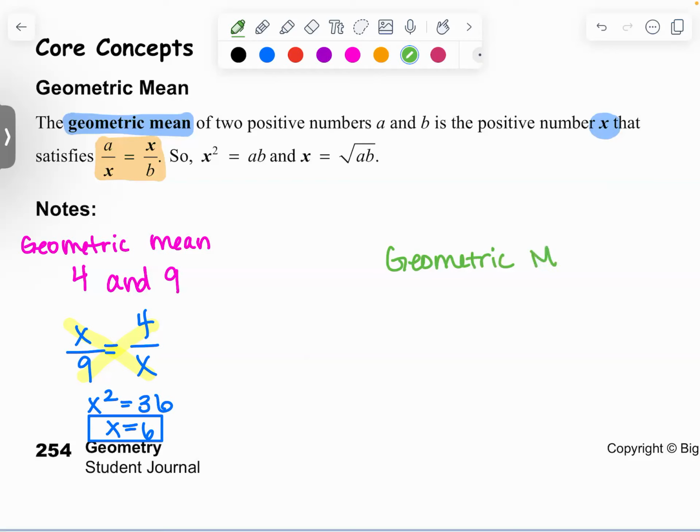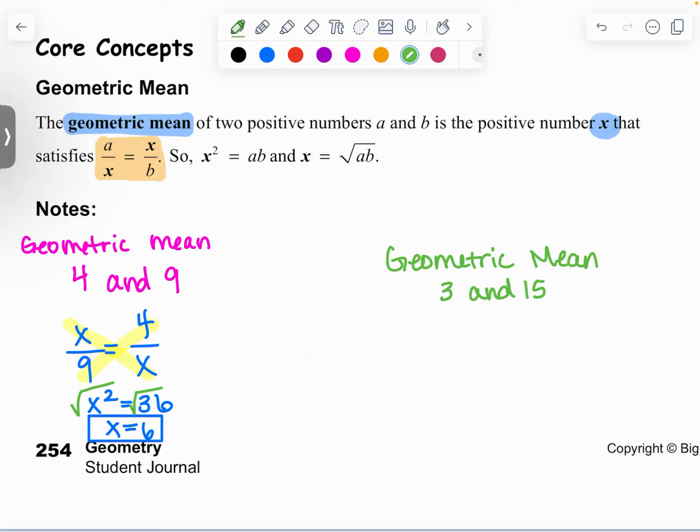Okay, so the geometric mean shows up twice. Then we cross multiply, and X times X equals X squared. That's 36. What's the square root of 36? So yeah, we have to square root both sides to get our X.